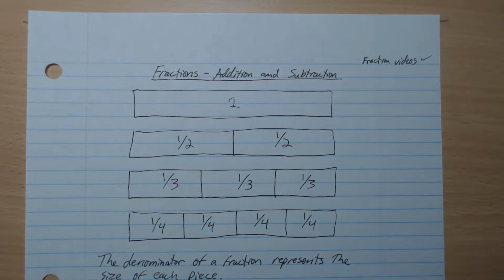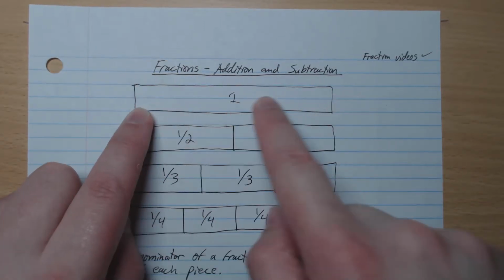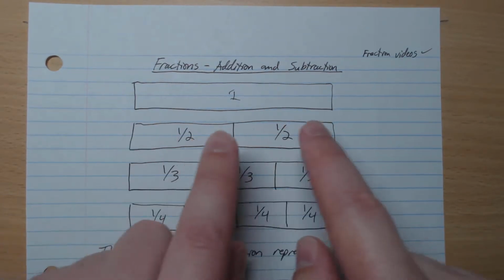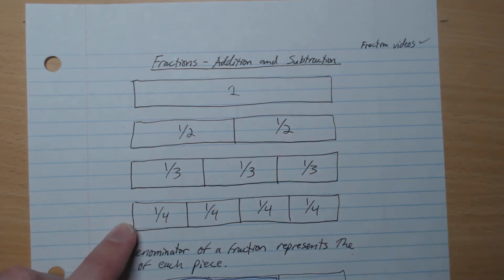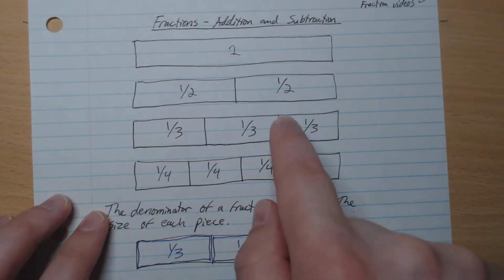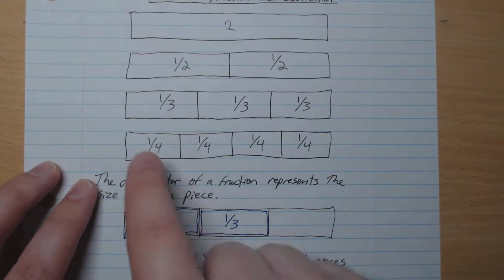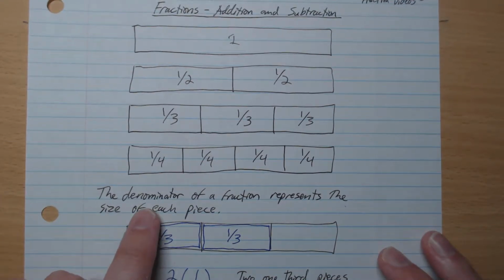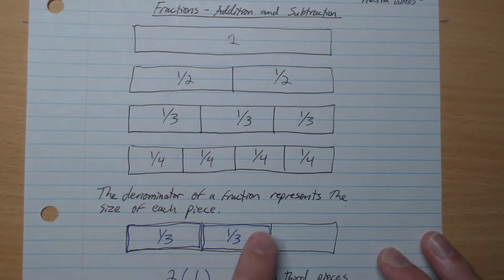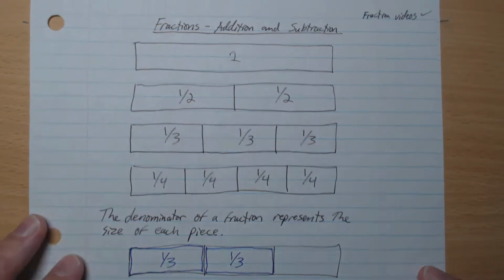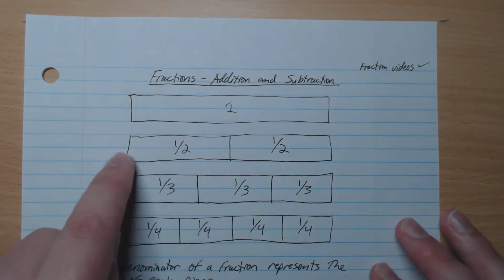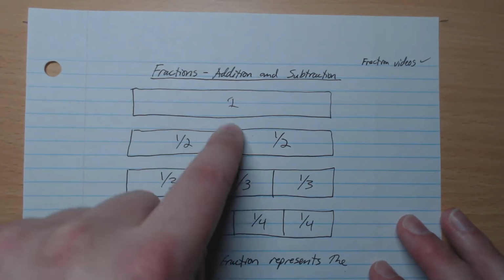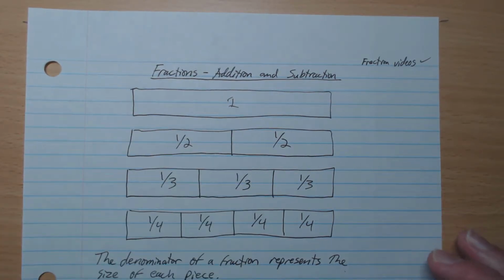So let's get started. Let's say we have a single bar here, which represents 1. We can split that in half, so we have this piece being a half and this piece being another half. We can split it in thirds as such. We can split it in quarters as such. And so we notice that the denominator, the bottom value of a fraction, represents the size of each piece. So the 2 here means we're a half like that. The quarter means we're that big instead of being that big, as such.